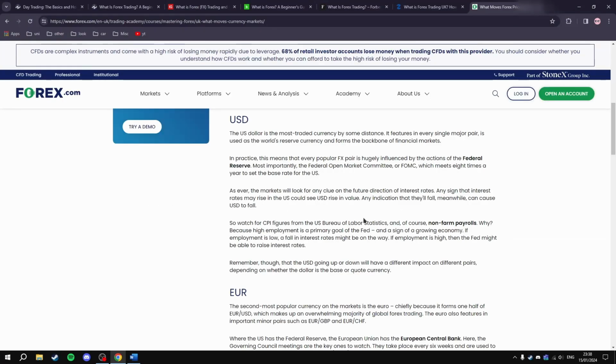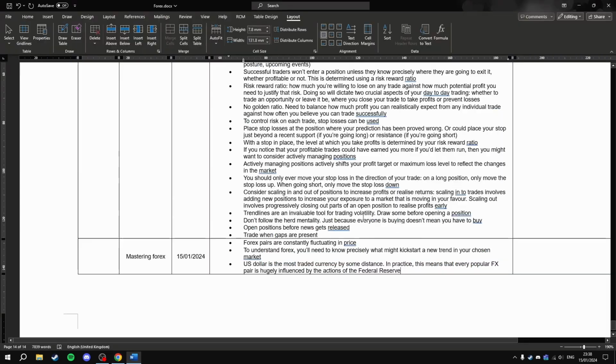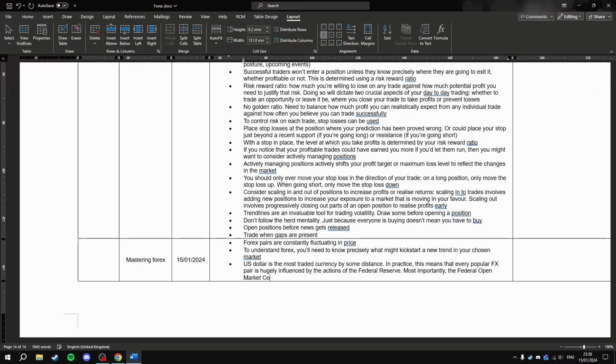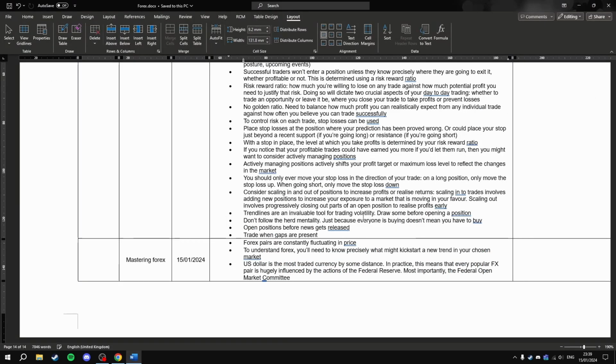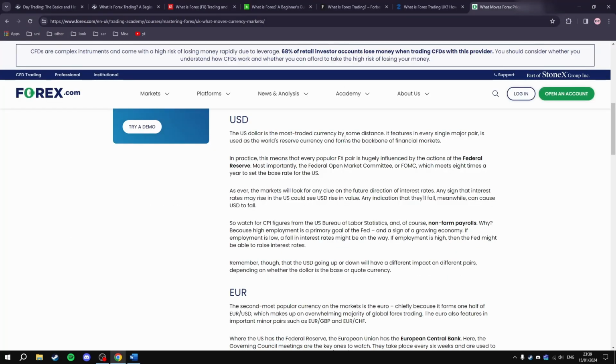Most importantly, the Federal Open Market Committee, which meets 8 times a year to set the base rate for the US dollar. As ever, the markets will look for any clues on the future direction of interest rates. Any sign that interest rates may rise in the US could see USD rise in value.